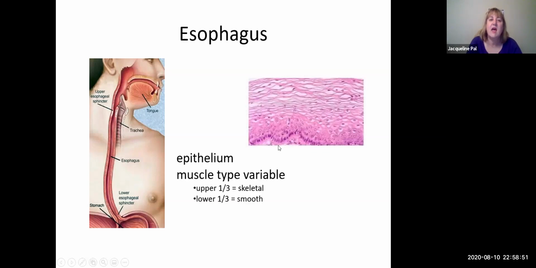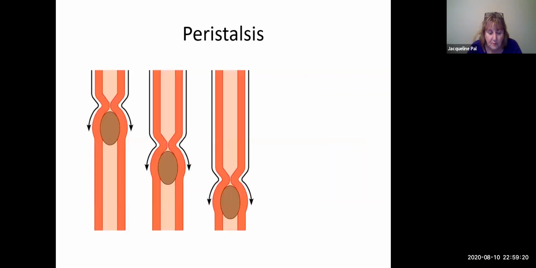Now, how the muscle is different in the esophagus is because the upper part of the esophagus has that voluntary swallowing part. What type of muscle does it have to be to be voluntary? That's right. So we have skeletal muscle fibers up here. The upper third is skeletal muscle fibers, the bottom third is smooth muscle fibers, and in the middle is where we have the transition between the two different types of muscles.